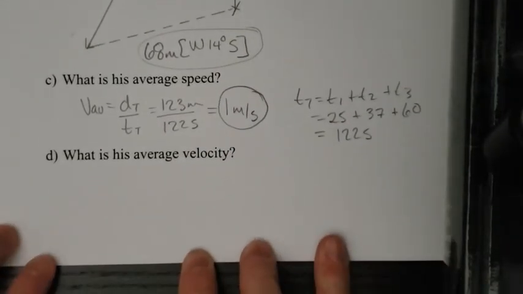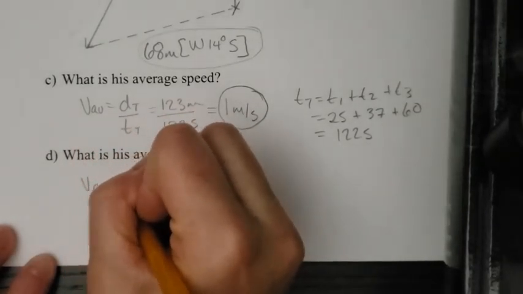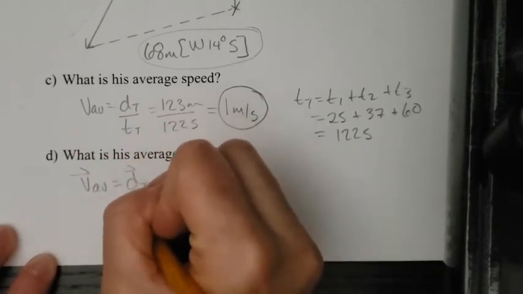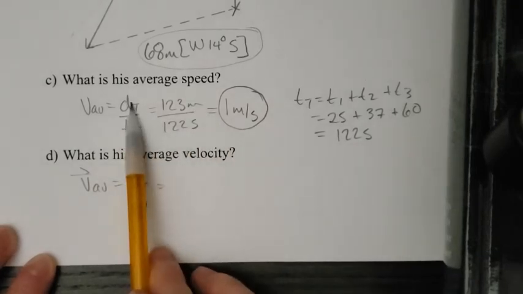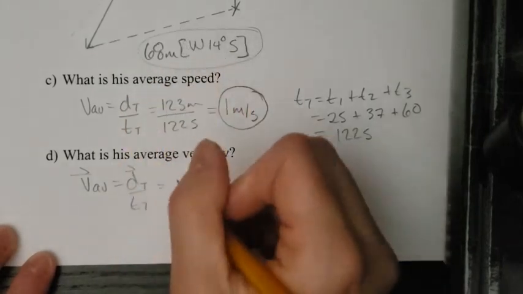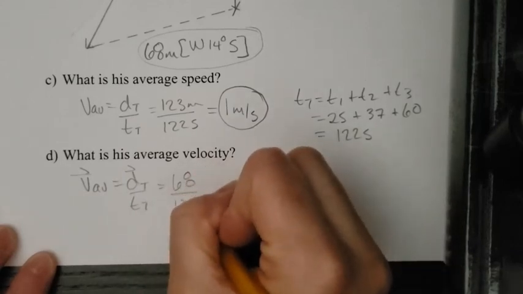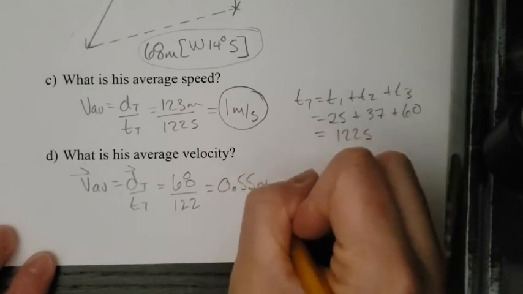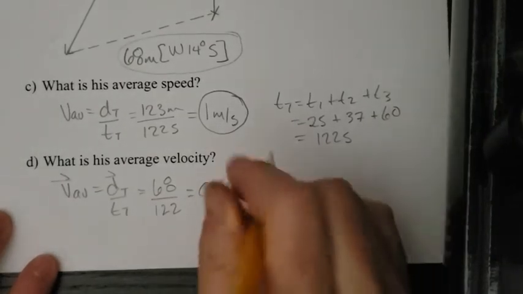To find the average velocity is very, very similar. The formula is almost identical. So it's my velocity average is equal to my displacement divided by my time. So the difference between speed and velocity is one uses the distance, the other one uses the displacement. And I actually calculated the displacement already as well. So my displacement is 68. My total time was 122. And when I put that into my calculator, I get 0.55 meters per second. And I need a direction. And the direction hasn't changed. It's still west, 14 south.